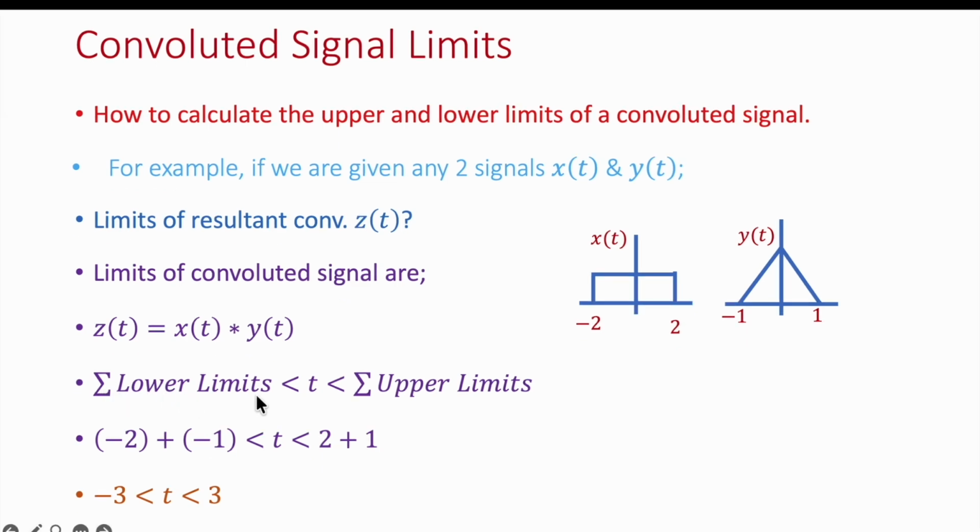Sum of lower limits less than t less than sum of upper limits, where lower limits are minus 2 and minus 1. So the sum of minus 2 and minus 1 is minus 3, where the upper limits are 2 and 1, and the sum of 2 and 1 is 3.